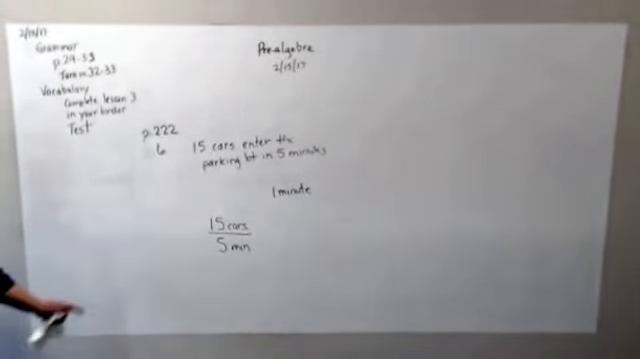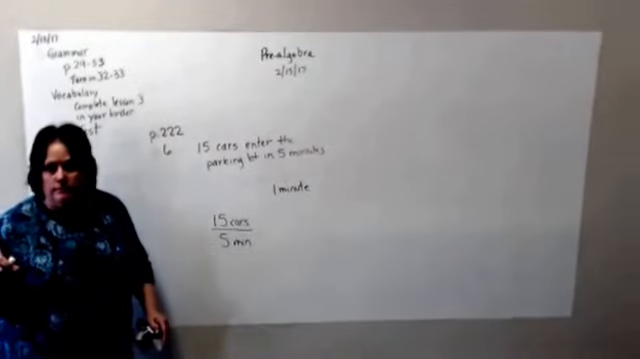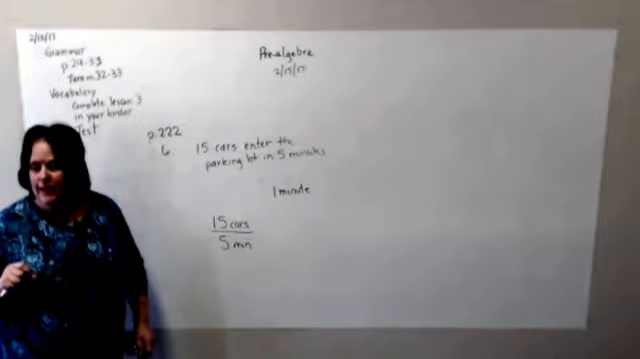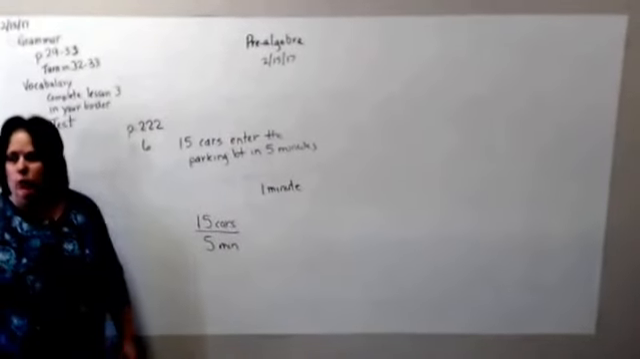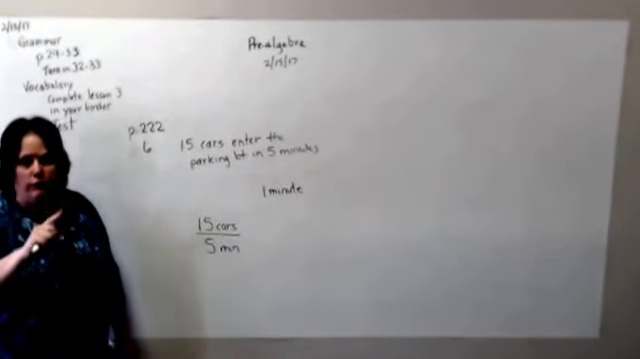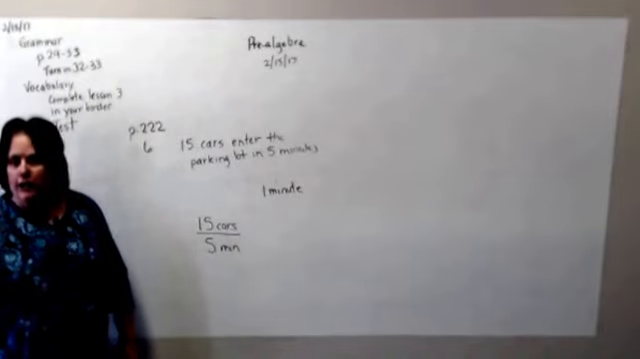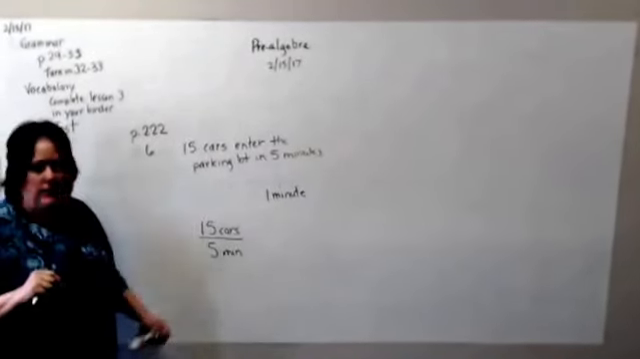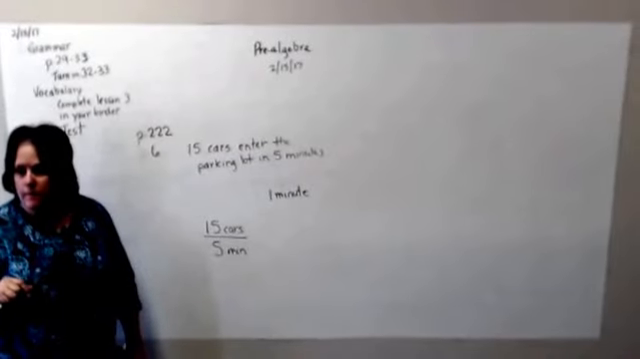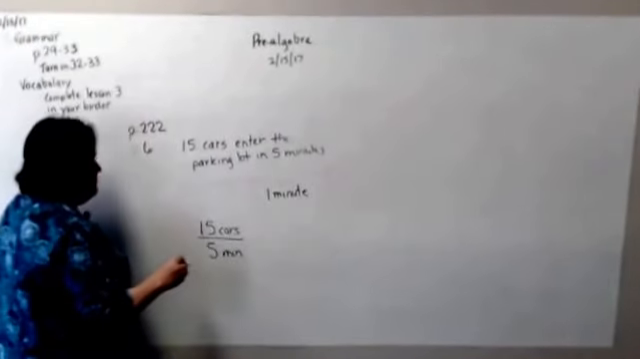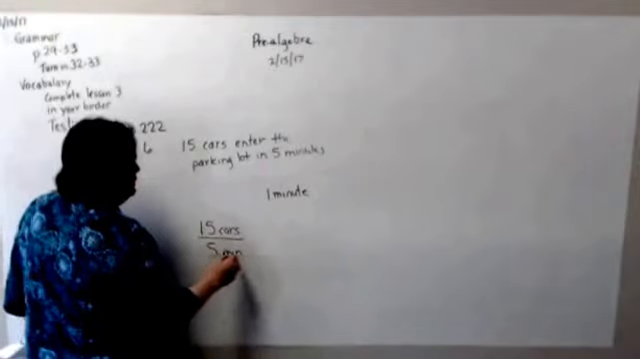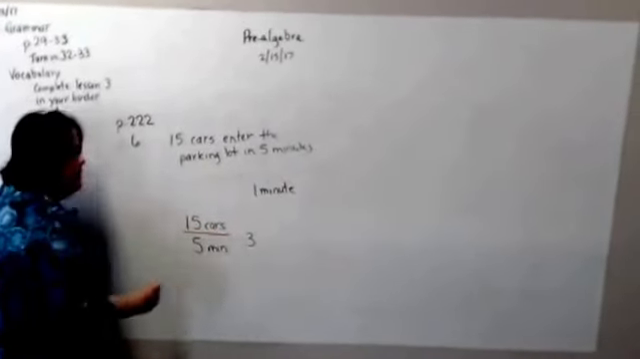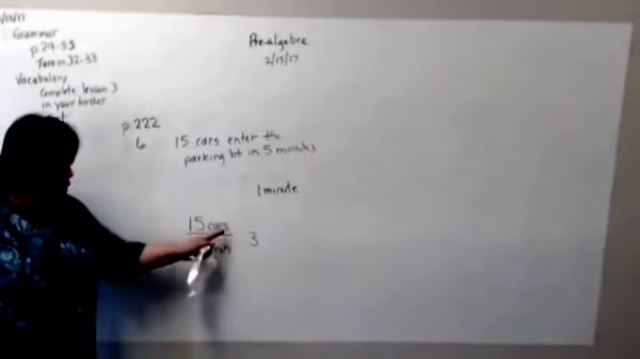Okay, so we write it as a ratio. 15 cars every 5 minutes. So how many cars every 1 minute? That's a unit rate. How do we figure out a unit rate? We divide. What's 15 divided by 5? 3. So 15 divided by 5 is 3 what? Cars per minute. You see that? Cars per minute.